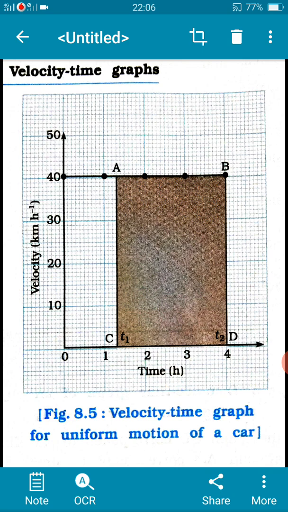As we have already seen in the distance versus time graph, distance is taken along the y-axis and time along the x-axis. But in the velocity versus time graph, time, as it is the independent quantity, is taken along the x-axis, and the dependent quantity, that is velocity, is taken along the y-axis. Here is a sample of the velocity versus time graph, shown there.